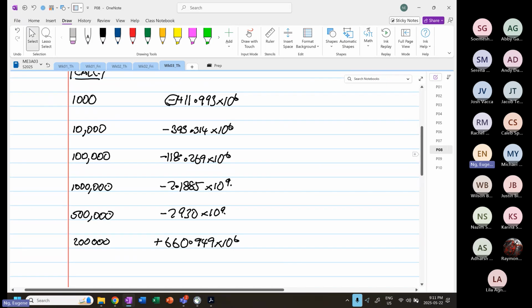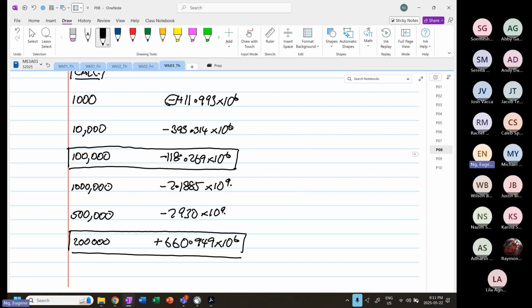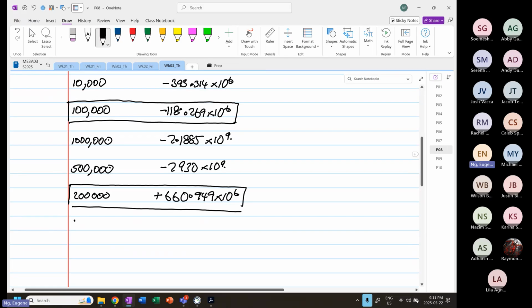So that is good news. So the thing is, when I try 100,000, I got negative, and then when I try 200, I get positive. So it's in between 100 and 200. So the next thing I'll try is 150,123.